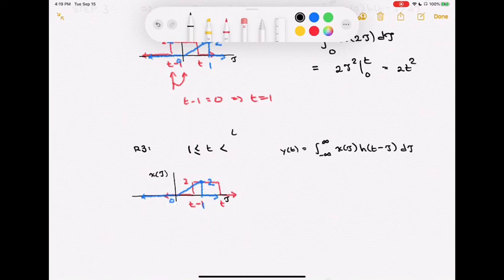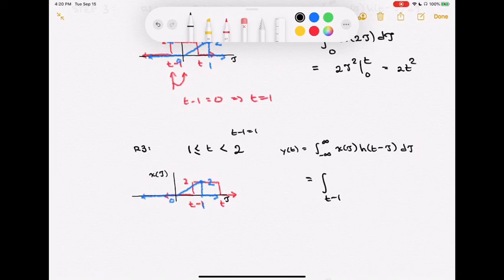It ends when t minus 1 is equal to 1, or that is t equaling 2. So this next region went from 1 less than or equal to t less than 2. And in that region, what do I get? The product, x of tau times h of t minus tau, is non-zero, only going from, well, the lower limit is going to be dictated by the h function, its leftmost edge, t minus 1. So my lower limit is t minus 1.